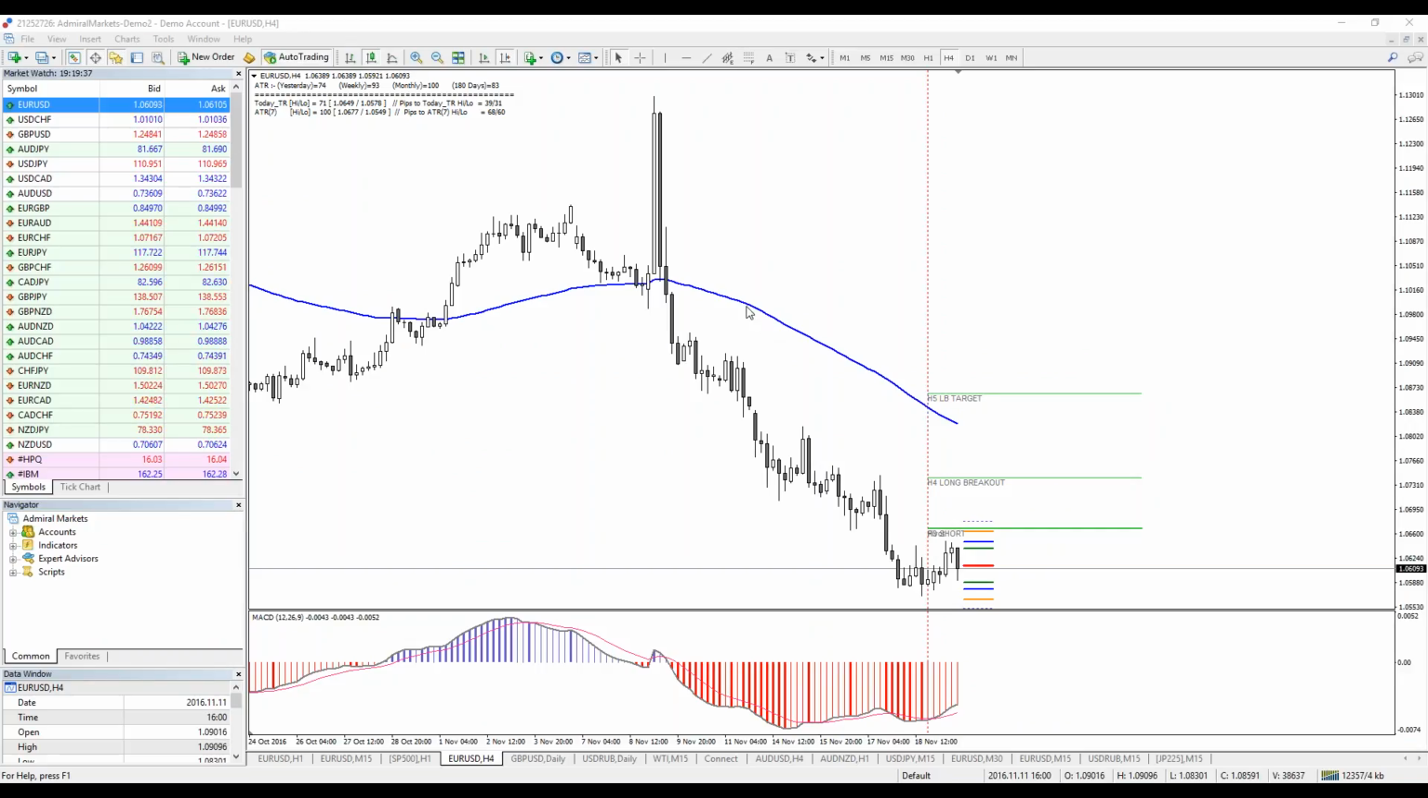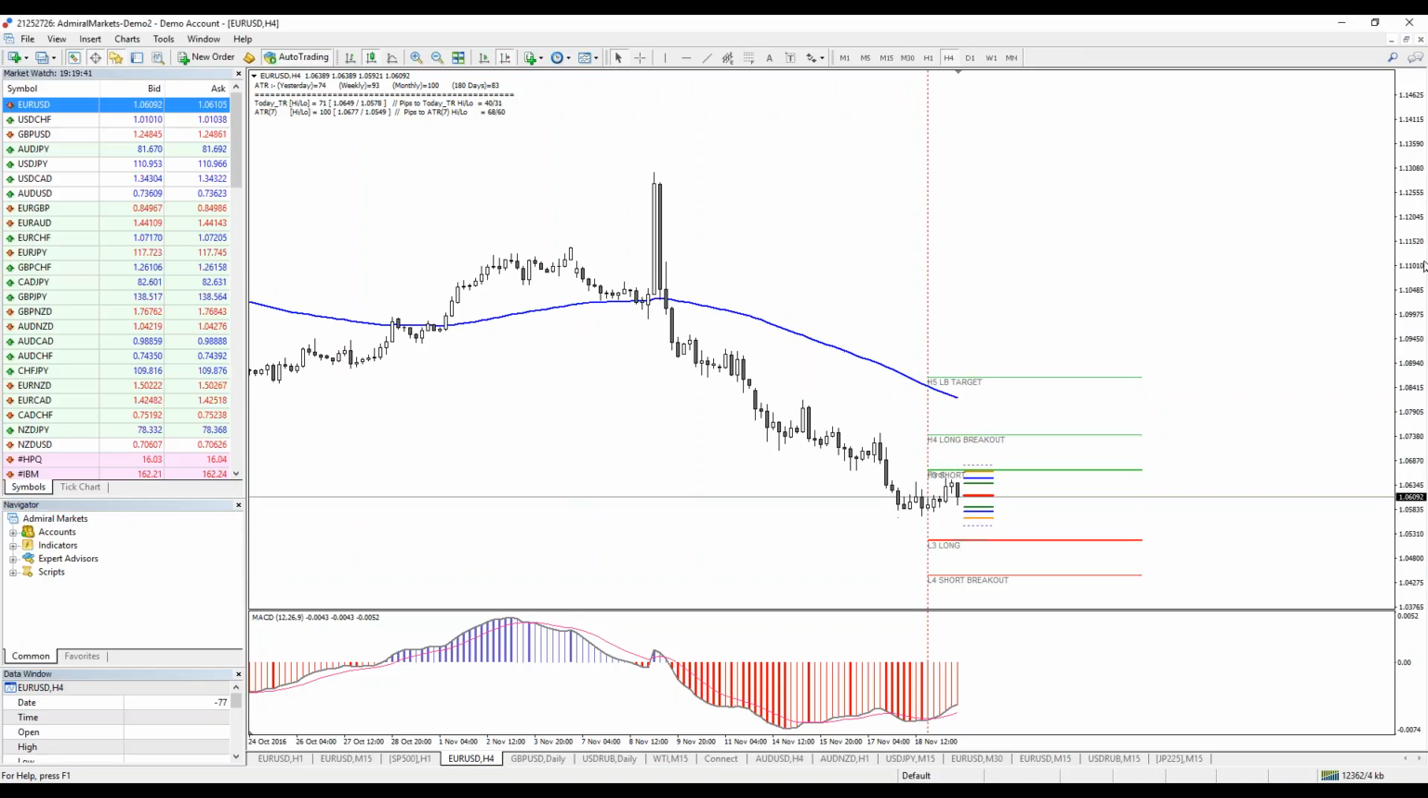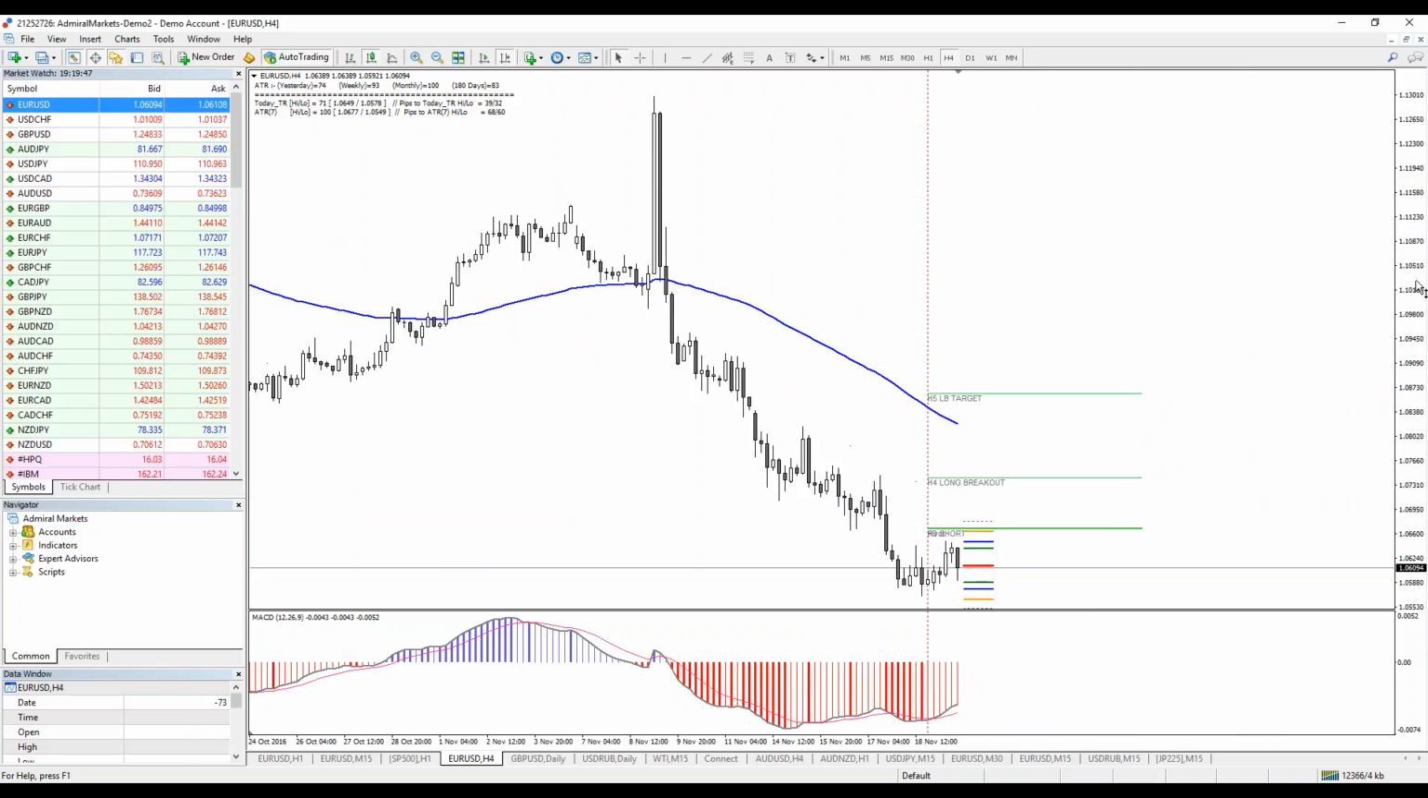So here you see euro dollar 4 hour time frame, very clear to me. This is still sell on rallies, but I want to see it a little bit higher, guys, unless it makes a breakout. What I would like to see is a pullback towards the bearish order block and towards the previous double bottom.